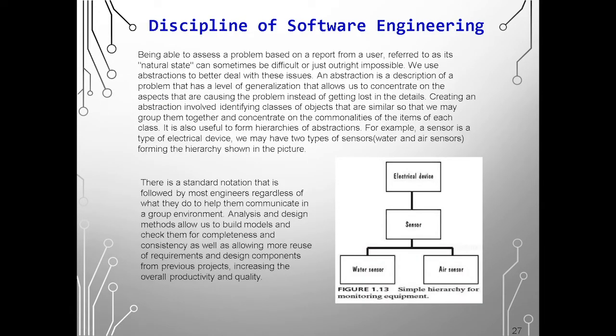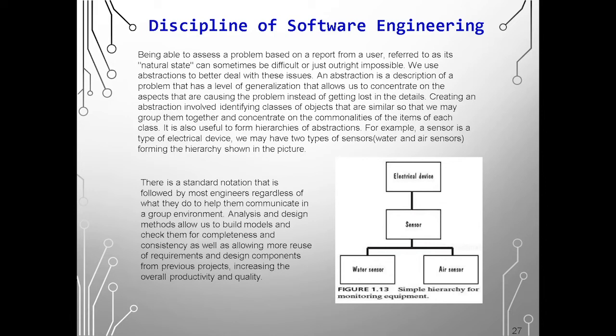Being able to assess a problem based on a report from a user, which is referred to as its natural state, can sometimes be difficult or just outright impossible. Because whenever a user submits a report, they might not fully understand the system, and it's hard to figure out what exactly their problem is if their description isn't very detailed about what exactly in the system caused the problem, which normal users usually do not know anything about.